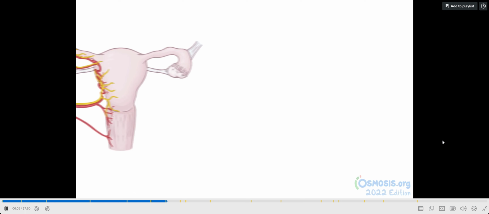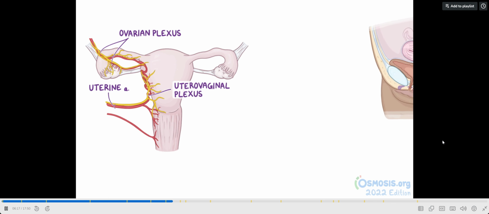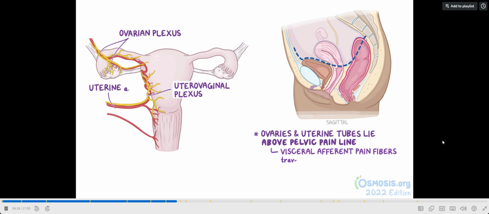Alright, now let's discuss the nerves that supply the ovaries and the uterine tubes. These nerves arise from two plexuses, the ovarian plexus, which descends along the ovarian blood vessels, and the uterovaginal plexus, which accompanies the uterine arteries at the sides of the uterus. Now, the ovaries and the uterine tubes lie above the pelvic pain line, which means their visceral afferent pain fibers travel with the sympathetic fibers of the ovarian plexus and the lumbar splanchnic nerves.